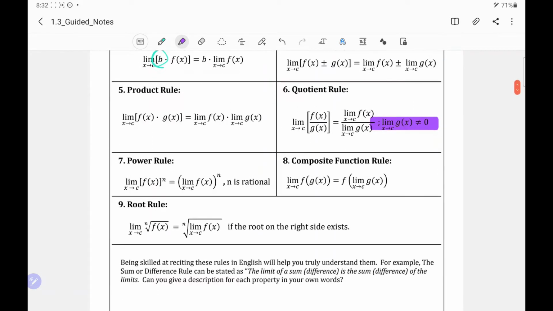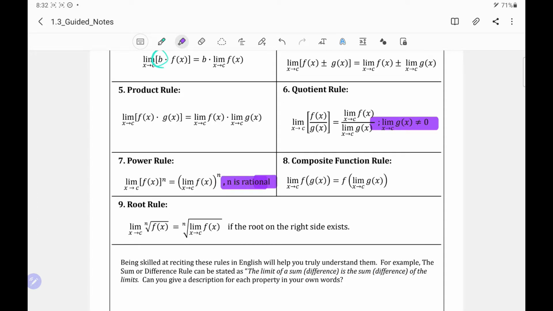The power rule. The limit as x goes to c of f of x to the nth power is the same thing as the limit as x goes to c of f of x, all to the nth power. That one's harder to say out loud, but looking at the example, it does make sense, and you can figure out how to say that in a way that works for you to understand what it means. Notice that n is rational.